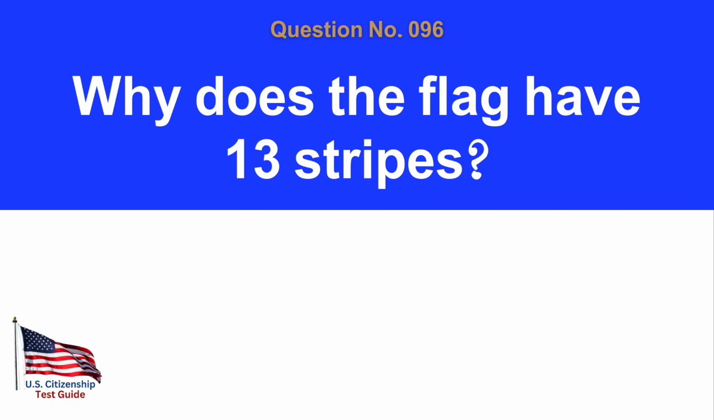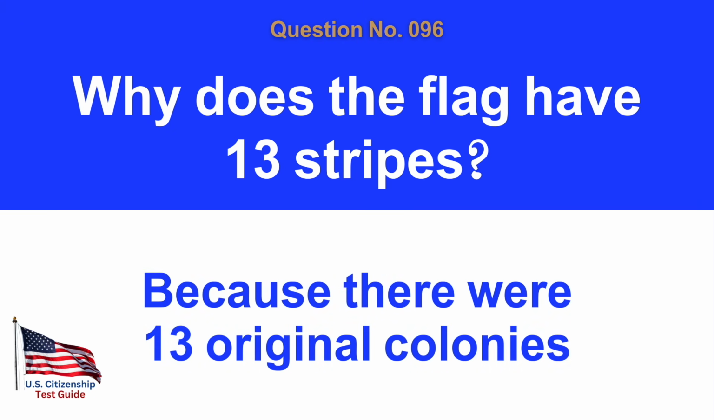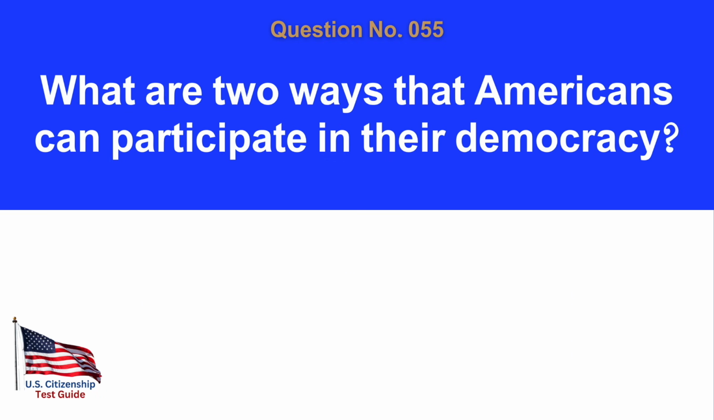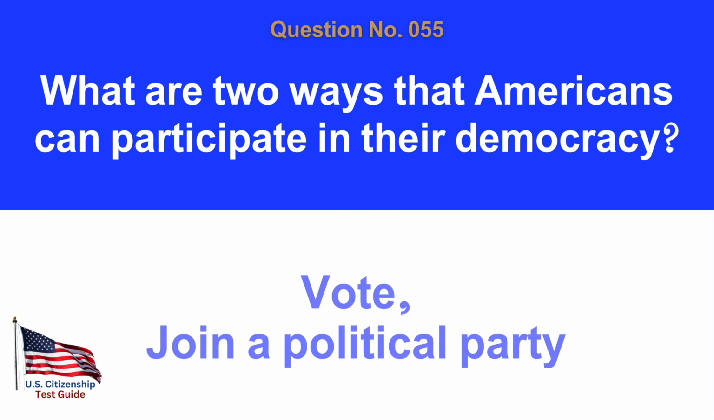Why does the flag have 13 stripes? Because there were 13 original colonies. What are two ways that Americans can participate in their democracy? Vote. Join a political party.